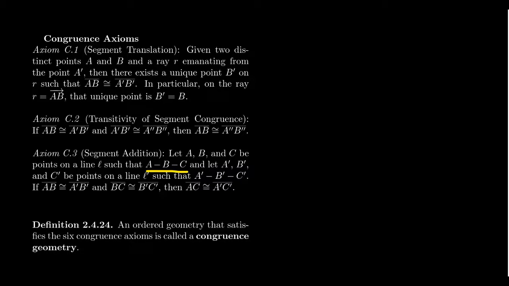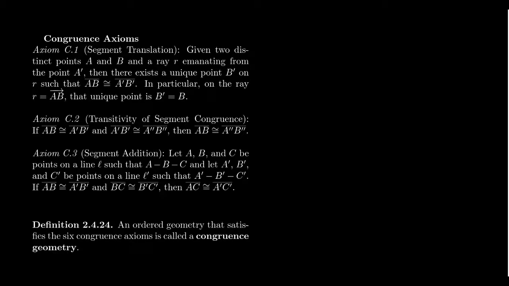I had mentioned as we talked about segment translation how there's these notions of incidence plane around there, right? That you have these line segments, you have these rays, these are all parts of lines. There's of course a unique line determined by A and B, there's a unique line determined by A prime and B prime. So segment translation does make a connection between congruence of segments to lines. Segment addition is primarily going to allow us to connect congruence of segments to the notion of betweenness that we studied previously with ordered geometries.